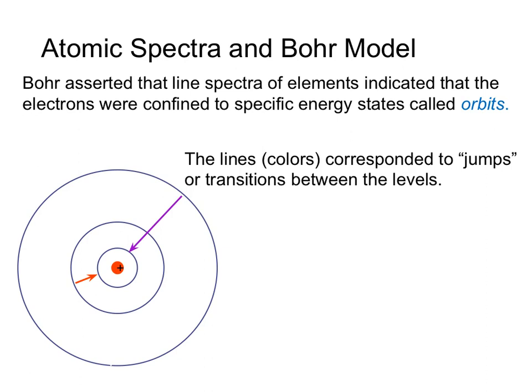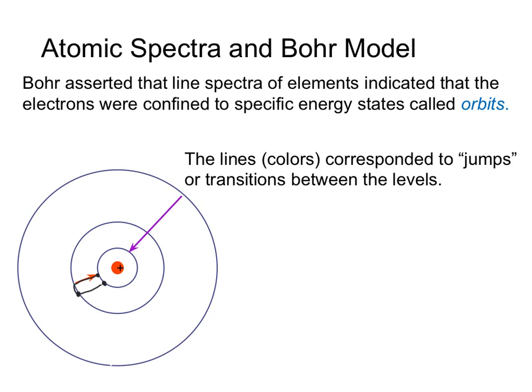And so, for instance, we might have an electron here on n equals 1, and if we hit that electron with energy, it might give it enough energy to jump out here to n equals 2. That electron will almost immediately fall back down to n equals 1 again. As it does so, it's going to release the energy that it had absorbed.